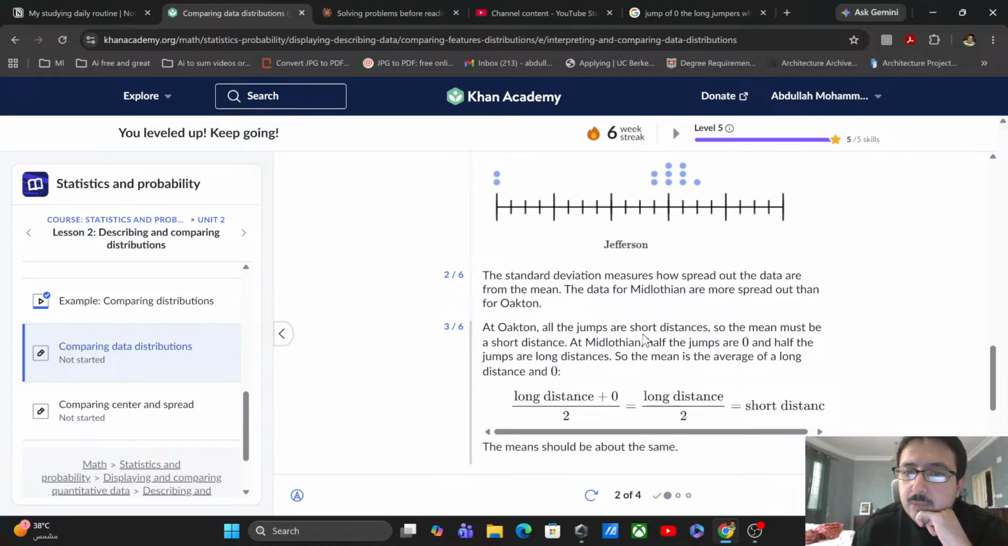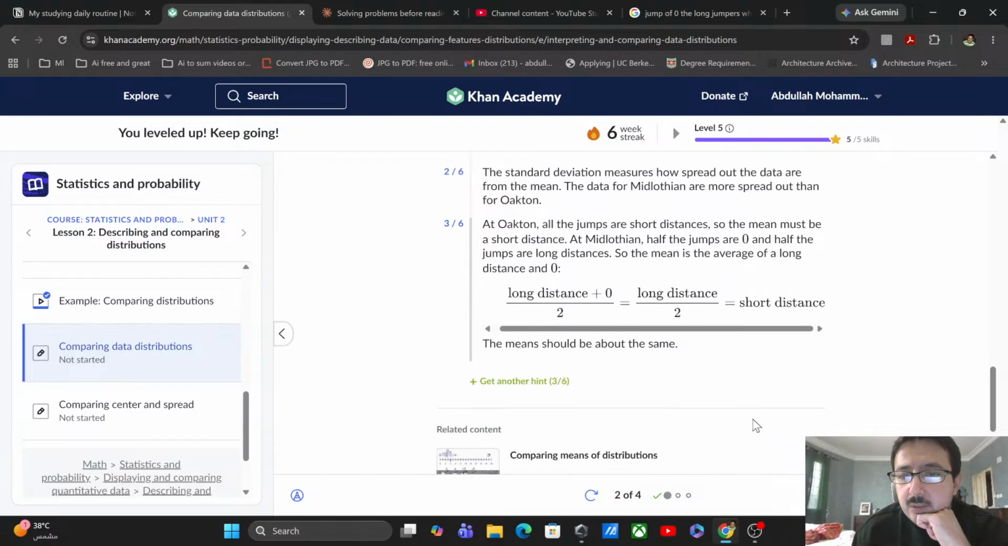Then all the jumpers are short distance, so the mean must be a short distance. At Middleton, half the jumpers are 0 and half the jumpers are long distances. So the mean is the average of a long distance and 0, over 2, which is a short distance.